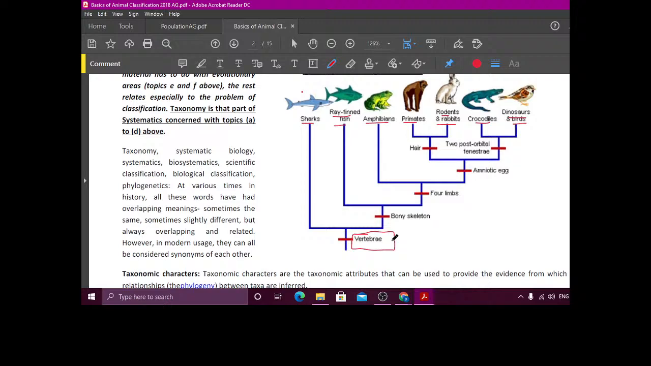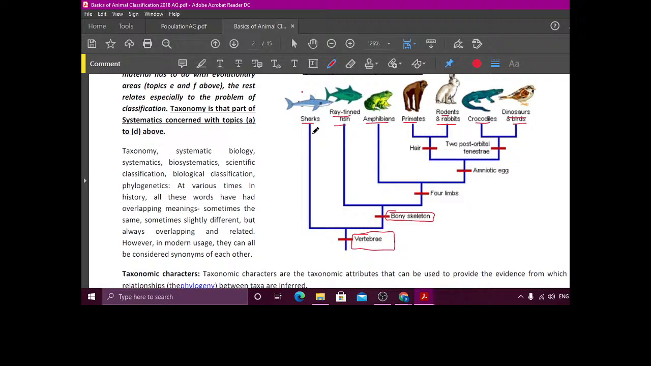Next, all of them have either a bony skeleton or a cartilaginous skeleton. This is a taxonomic character which you have to study, whether they have a bony skeleton or not. Sharks don't have a bony skeleton, so they are further away from all the others. So, shark has a separate line. It is further away, so it bifurcates.